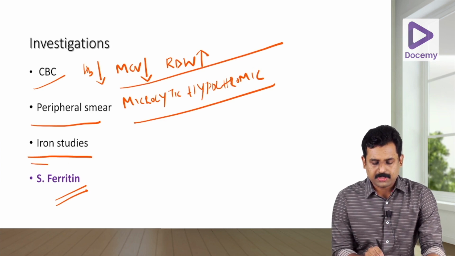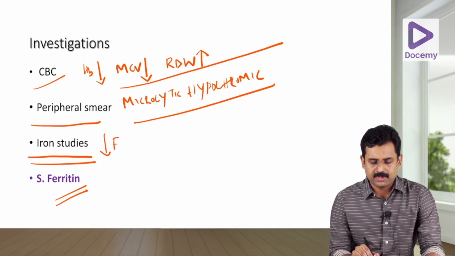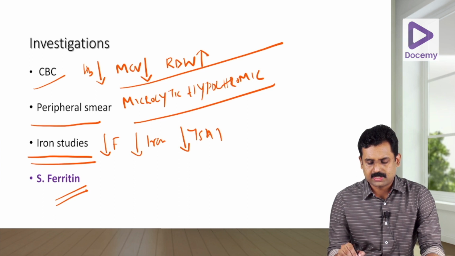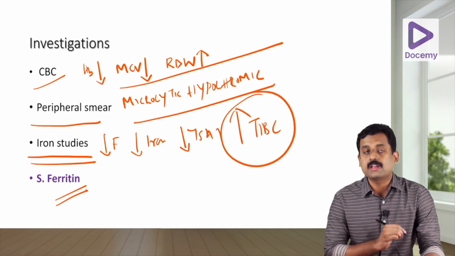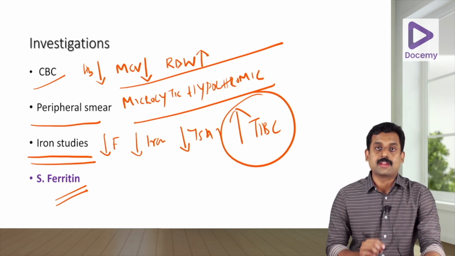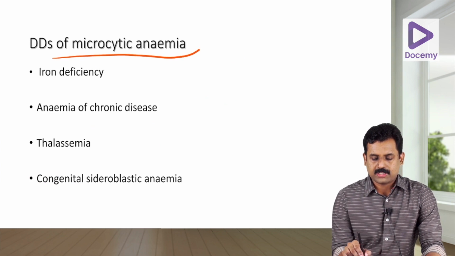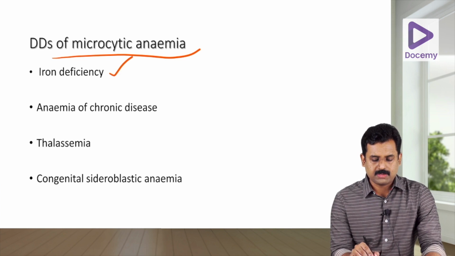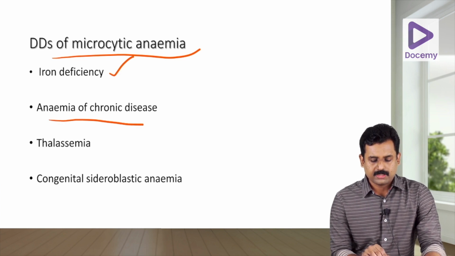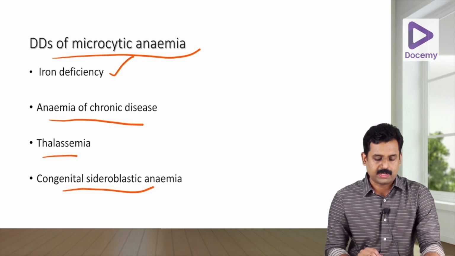And you can proceed with iron studies. In iron studies, everything will be decreased. Ferritin will be decreased, iron will be decreased, transferrin saturation will be decreased, but the only thing that is increased is total iron binding capacity. Only TIBC will be increased in iron studies. Okay, so considering the differential diagnoses of microcytic anemia, it is very simple. Just remember these four: iron deficiency anemia, anemia of chronic disease, thalassemia, and congenital sideroblastic anemia. This will be dealt with separately later.